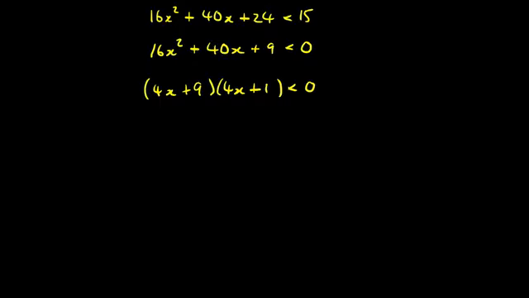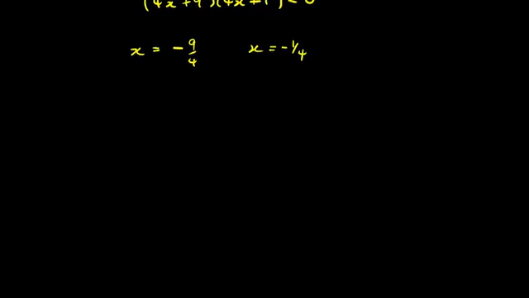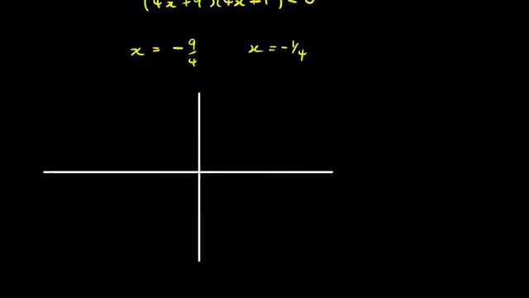And to do that, I want to get the x-intercepts. My x-intercepts are as follows. I've got x equal to negative 9 upon 4, and I've got x is equal to negative 1 upon 4. What that means is that if I was to sketch this graph, if I was to sketch it like this, like that. So here is negative 1 upon 4, and here is negative 9 upon 4.